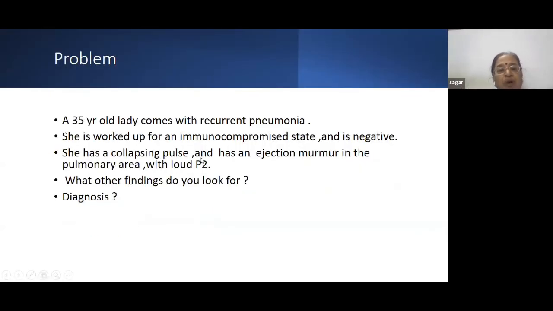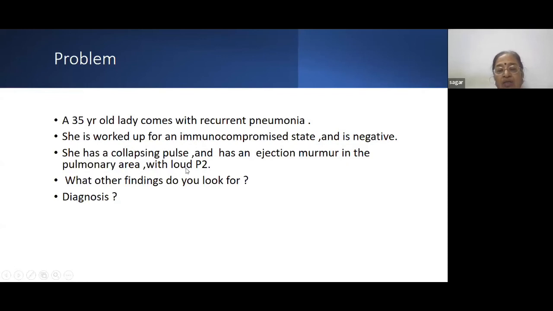Now let's look at this problem. A 35-year-old lady comes with recurrent pneumonia. She's worked up for an immunocompromised state and is negative for an immunocompromised state. She has a collapsing pulse, ejection systolic murmur in pulmonary area, loud P2. Now this is a giveaway, like we said, it is a collapsing pulse.